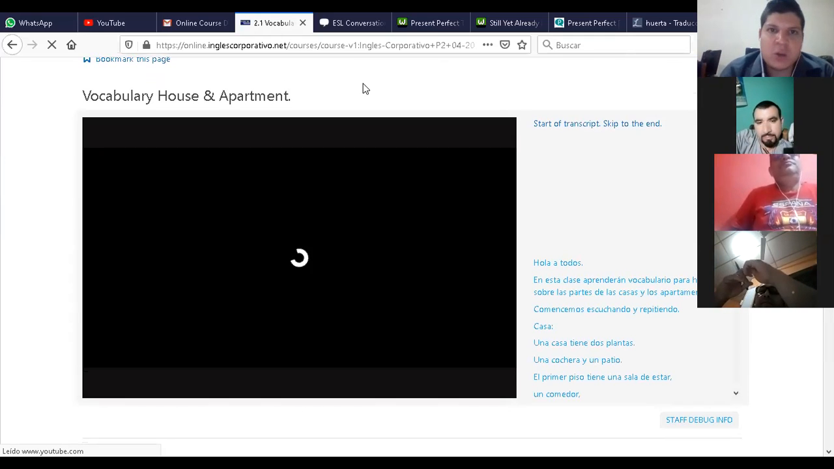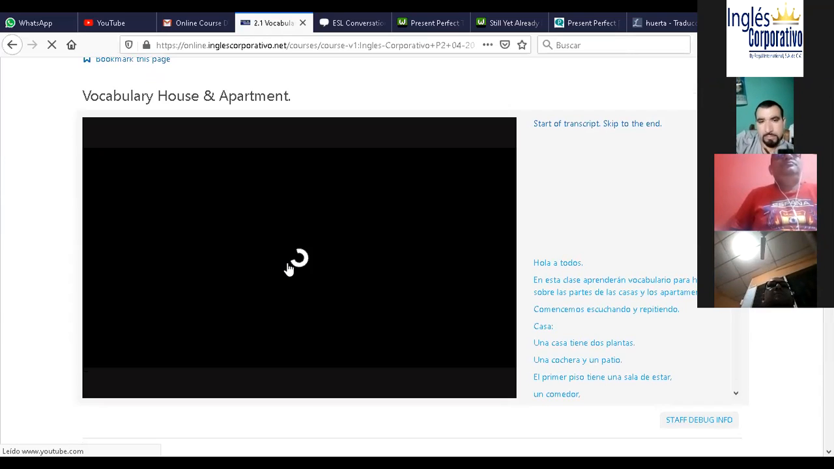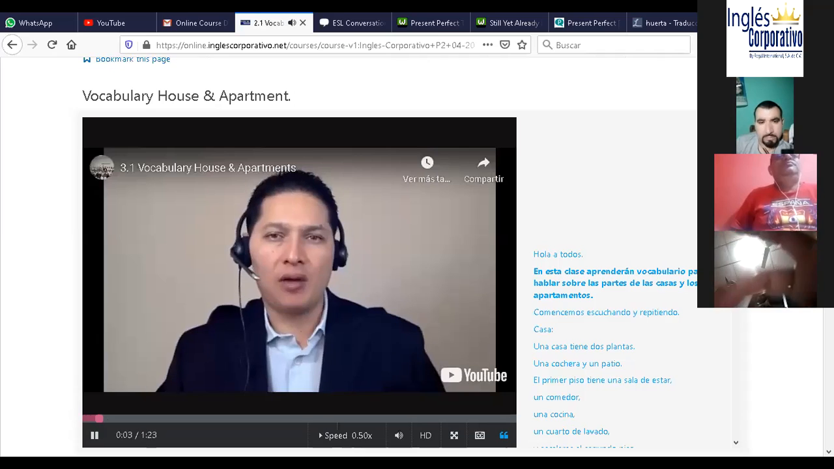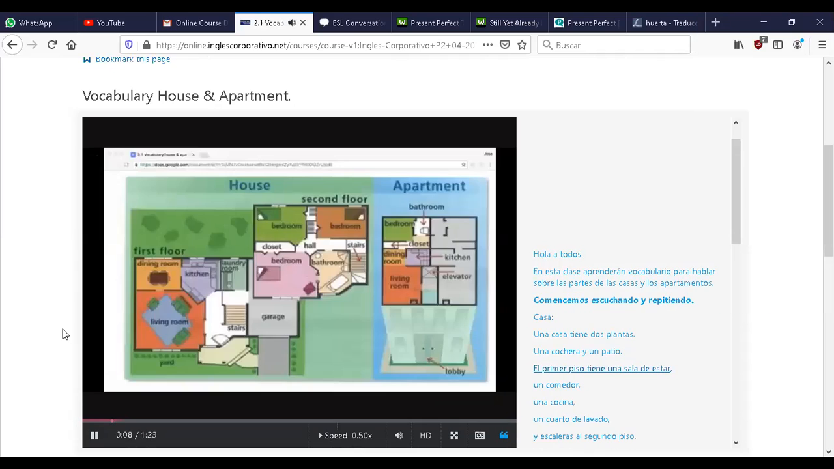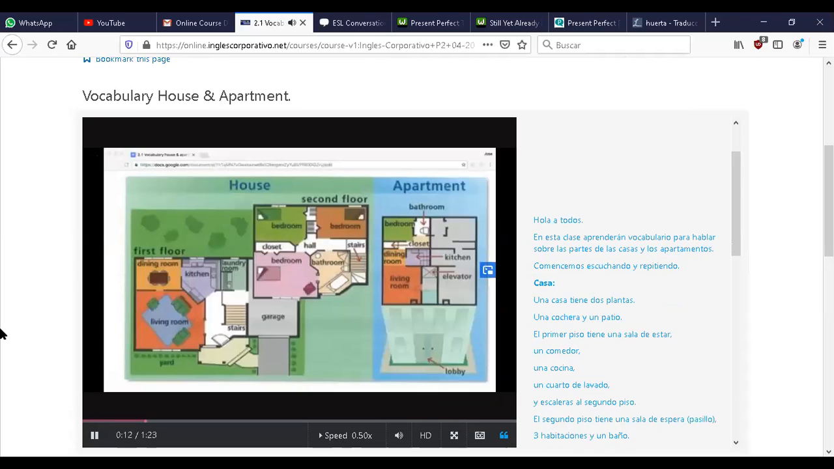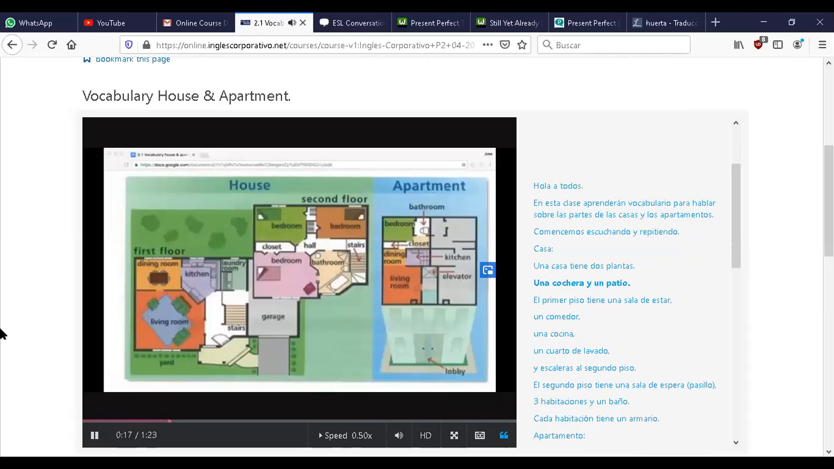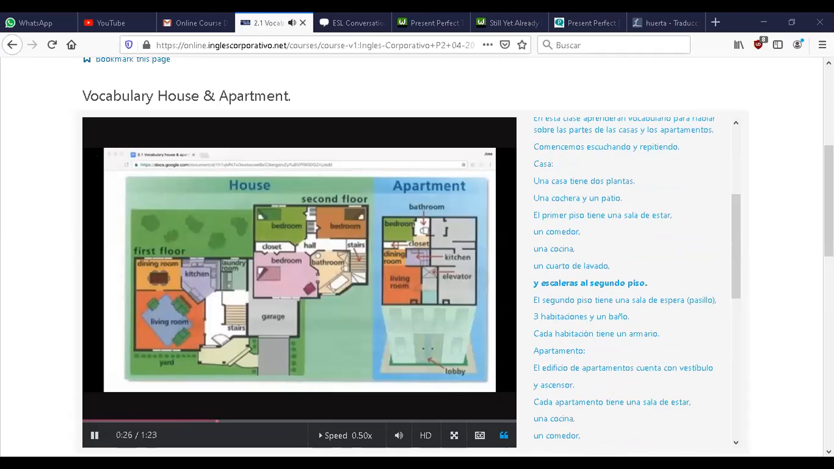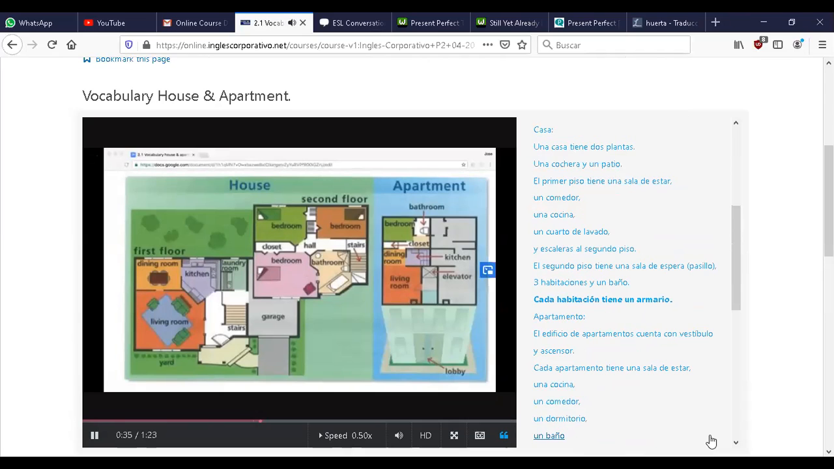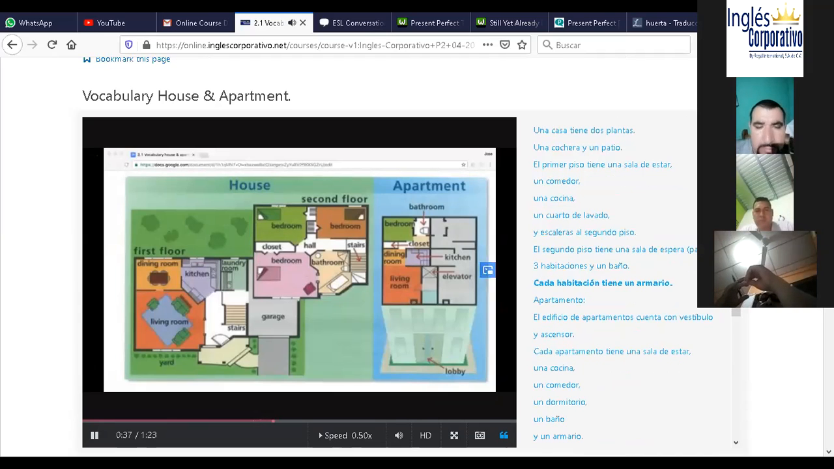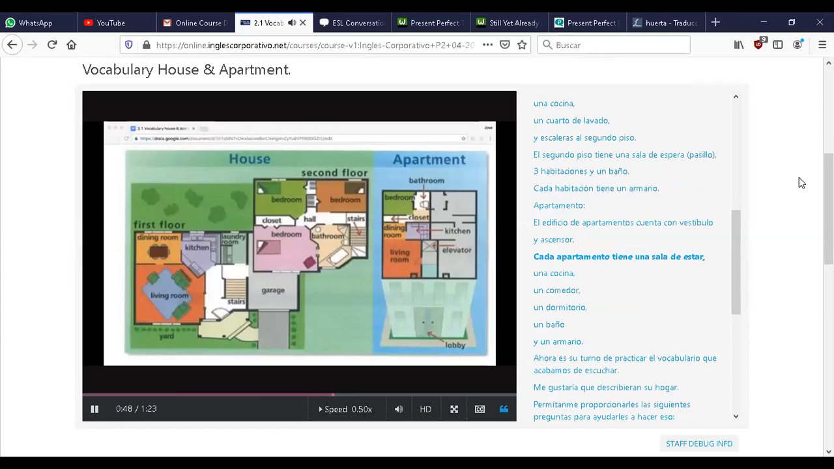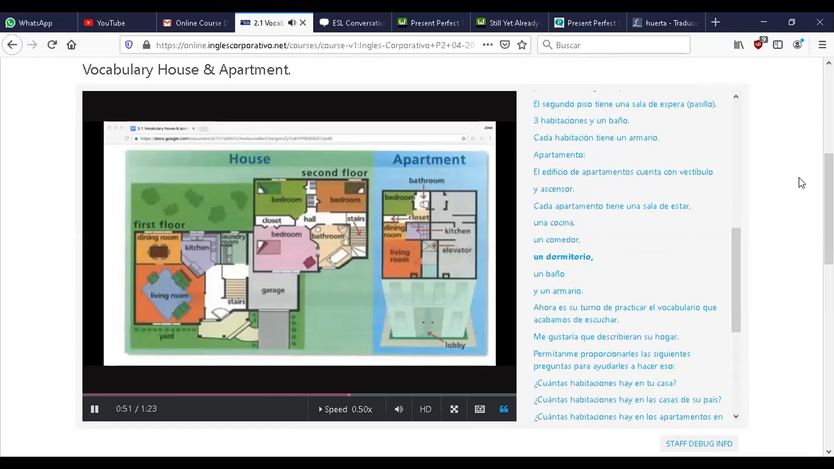Let's go ahead and mute our microphones. Vocabulary for talking about places in houses and apartments. Let's get started by listening and repeating. House. The house has two floors, a garage, and a yard. The first floor has a living room, a dining room, a kitchen, a laundry room, and stairs to the second floor. The second floor has a hall, three bedrooms, and a bathroom. Every bedroom has a closet. Apartment. The apartment building has a lobby and an elevator.